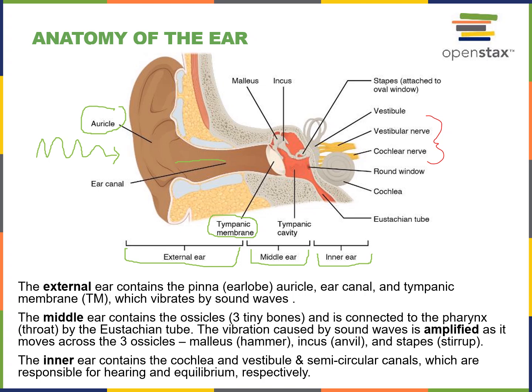So the sound waves vibrate the eardrum when they hit it. The eardrum vibrates because of the sound waves hitting it, and those vibrations are transmitted to the middle ear. So the middle ear contains the auditory ossicles. So know this word, ossicles. They're the three tiniest bones in the body, actually.